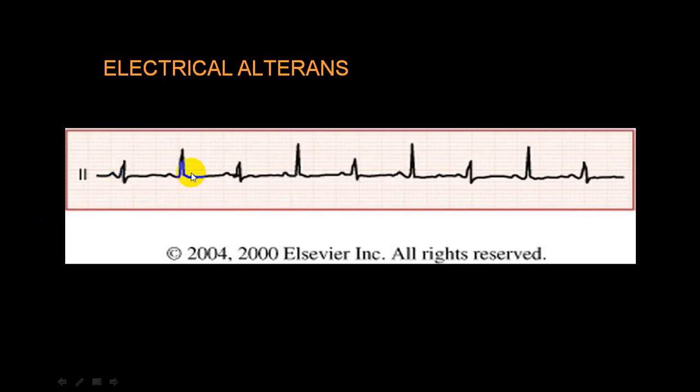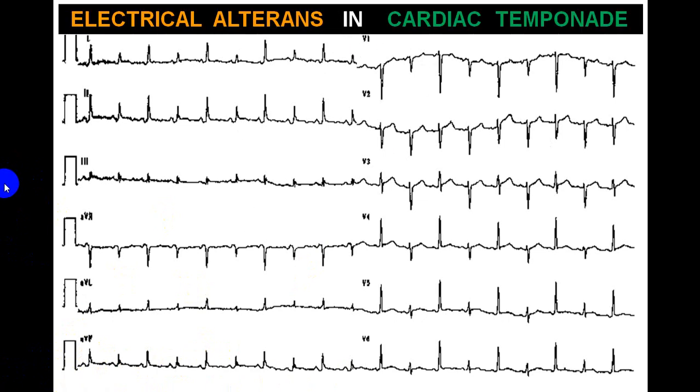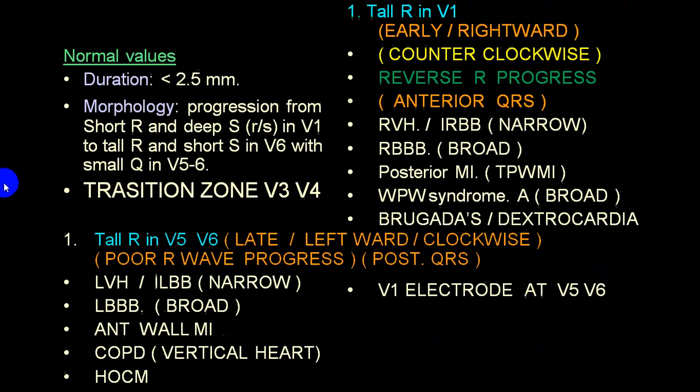And this is electrical alternans. A good voltage, low voltage, good voltage, low voltage, alternating. So it is called electrical alternans. Again, the same thing you can see here in rhythm strips: normal voltage, low voltage, normal voltage, low voltage. This you will see in massive pericardial effusion, cardiac tamponade, sometimes also in constrictive pericarditis. You will see this classically in cardiac tamponade. Now we go to what we call the R wave.